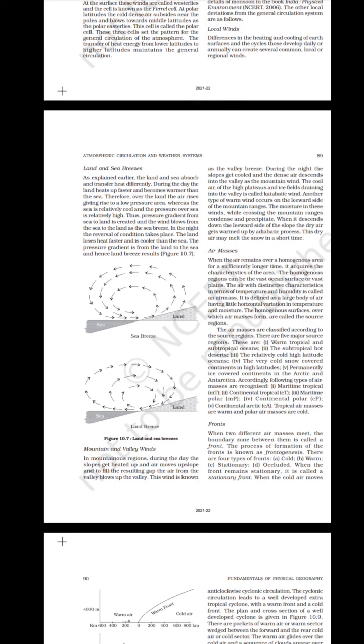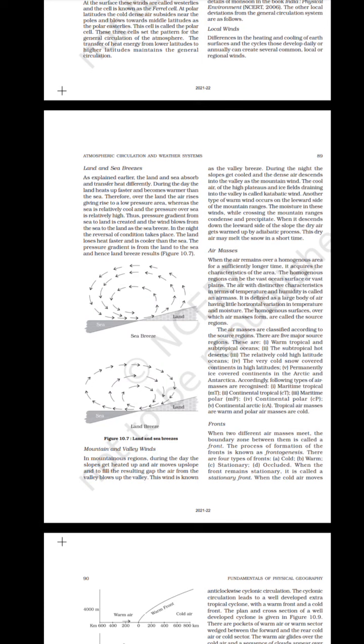These are warm tropical and subtropical oceans, the subtropical hot deserts, the relatively cold high latitude oceans, the very cold snow covered continents in high latitudes, and permanently ice covered continents in the Arctic and Antarctica. Accordingly, the following types of air masses are recognized: maritime tropical (mT), continental tropical (cT), maritime polar (mP), continental polar (cP), continental Arctic (cA). Tropical air masses are warm and polar air masses are cold.